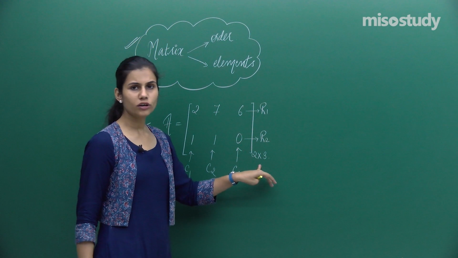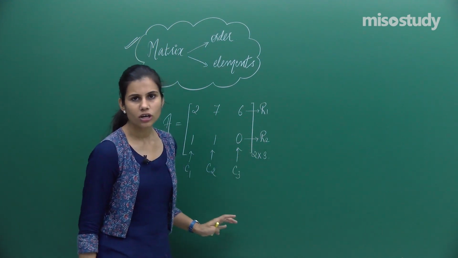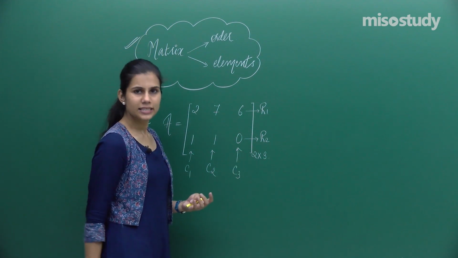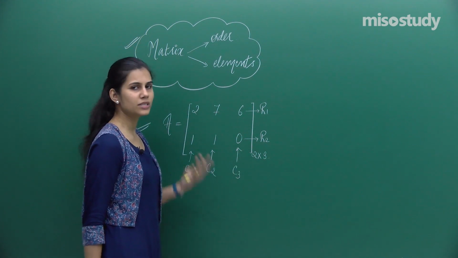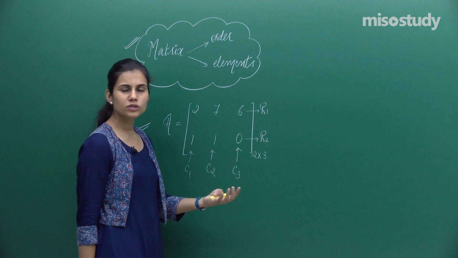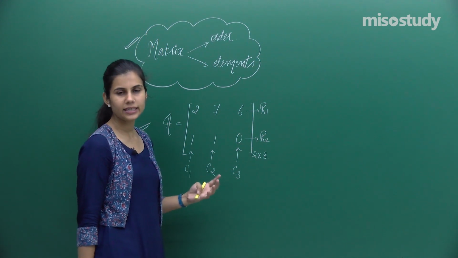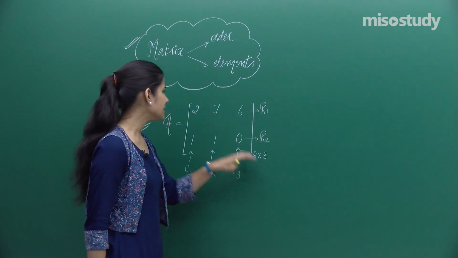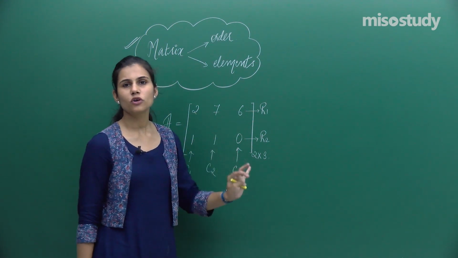The moment it is of order 2 cross 3, it has 2 rows and 3 columns. That means how many intersections are there? Well, obviously 3 into 2 is 6. 6 elements are arranged inside this matrix, so 6 intersections have to be there. At each of those intersections, one of these 6 elements is sitting, and hence these 6 elements are arranged in this rectangular array form. The point is, what are the identifications of these elements?